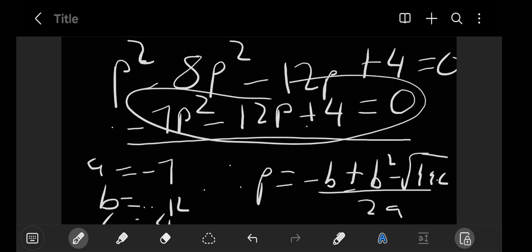Let me try subbing p = negative 2 into p squared minus 12p plus 4, which gives me 0. Then p = 2 over 7, squared minus 12 times 2 over 7 plus 4, gives me 0 too. So yeah, they do make sense. So that was a real bonus question there.